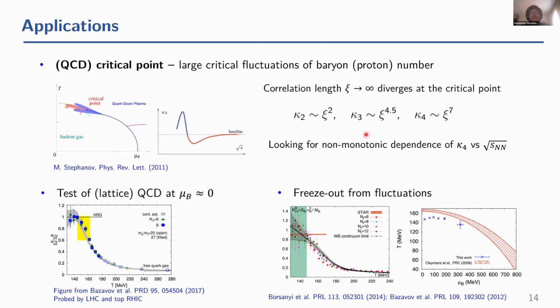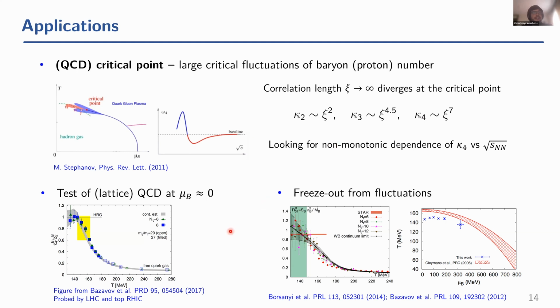One famous signature which has been proposed for the QCD critical point by Misha Stephanov is looking for a non-monotonic dependence of the kurtosis as a function of the collision energy. Based on the universal properties of fluctuations near the critical point, for example based on the Ising model, if you sketch these properties and the possible trajectory of the chemical freeze-out curve, you would expect some sort of non-monotonicity in the kurtosis if the critical point was the effect which drives the behavior of fluctuations.